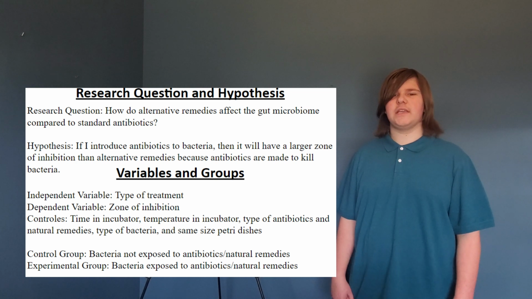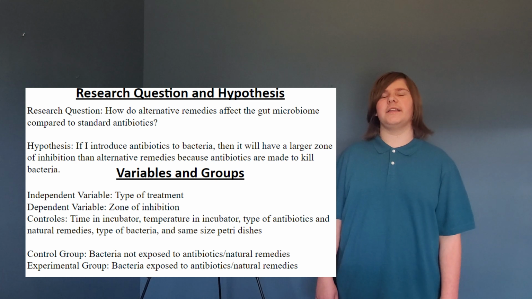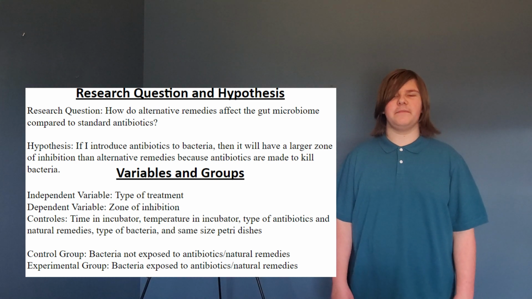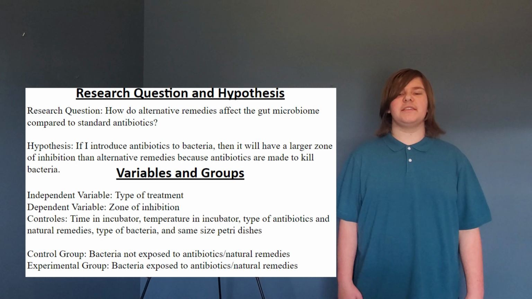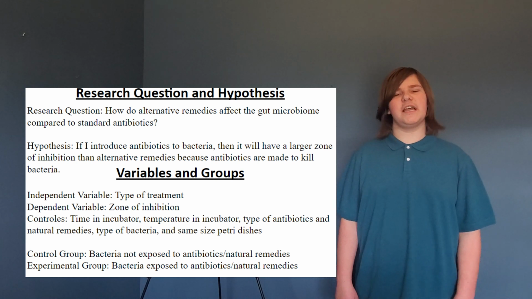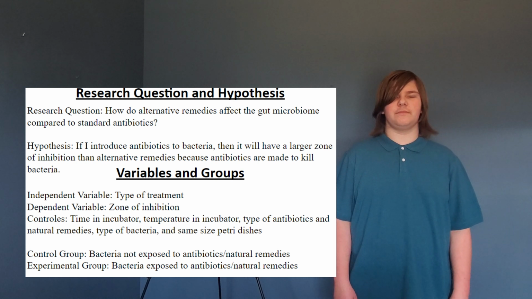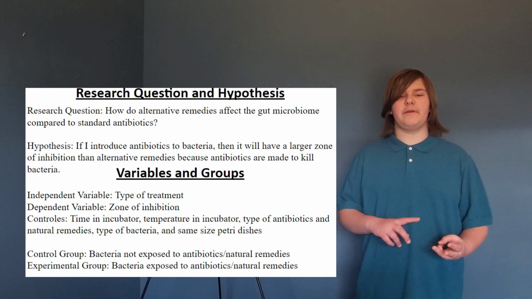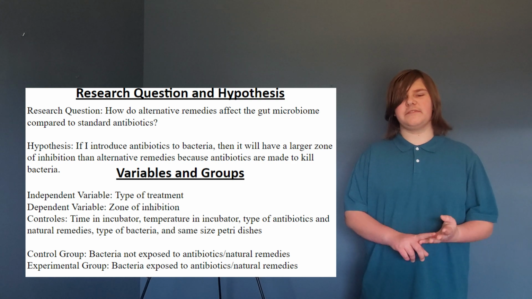My research question is, how do alternative remedies affect the gut microbiome compared to standard antibiotics? My hypothesis is, if I introduce antibiotics to bacteria, they'll have a larger zone of inhibition than alternative remedies because antibiotics are made to kill bacteria. My independent variable is the type of treatment. My dependent variable is the zone of inhibition. My controls are the time in the incubator, the temperature in the incubator, the type of antibiotics and natural remedies, the type of bacteria, and the size of the petri dishes.